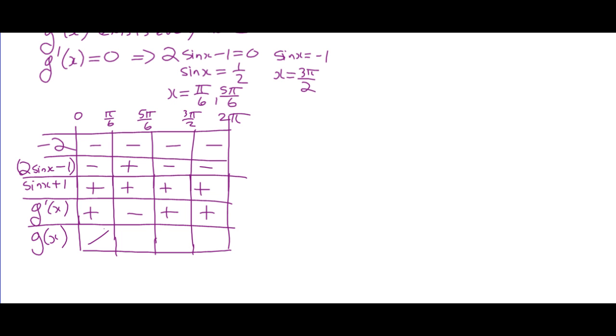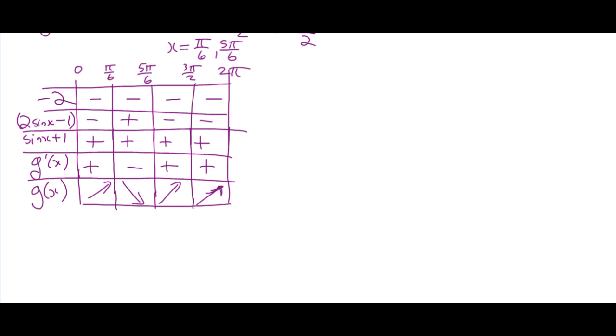Okay, so what do we got? Increase, decrease, increase, increase. All right, so we should say that. We have g of x increasing from 0 to pi over 6 and 5 pi over 6 to where? To 2 pi, right?